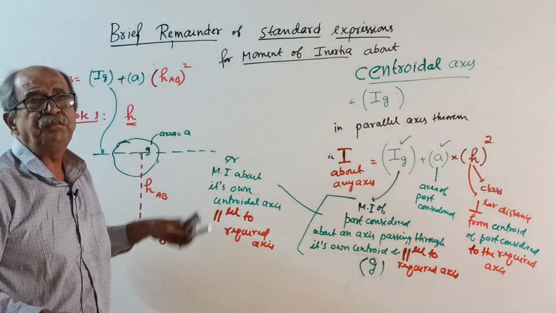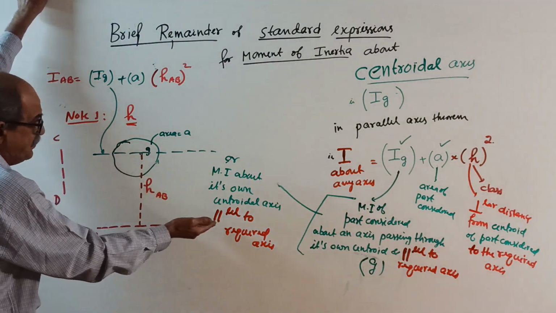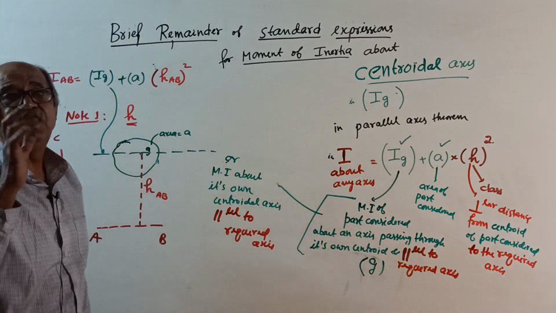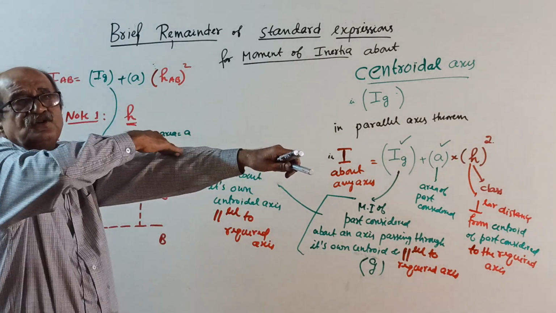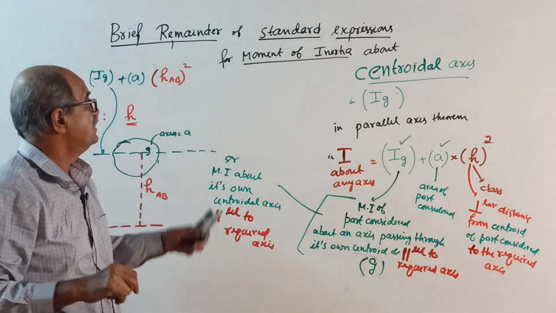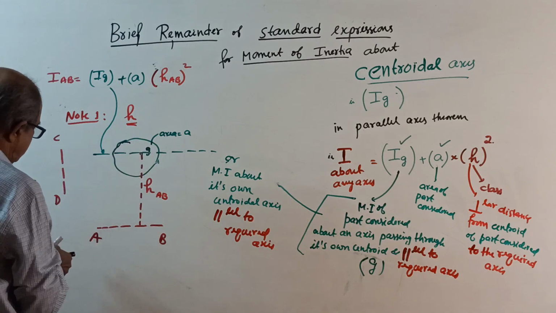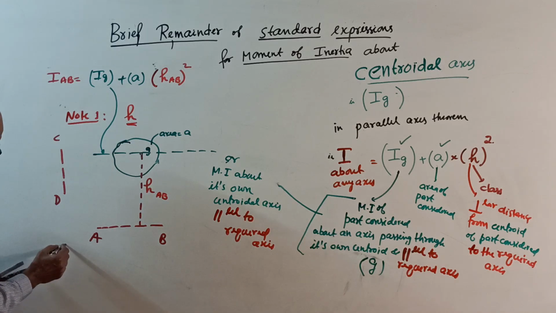Make a note, this was told so many times earlier: perpendicular distance. Whenever you want I about a horizontal axis, the squaring is for the vertical distance. In the same way, suppose you want I about CD.